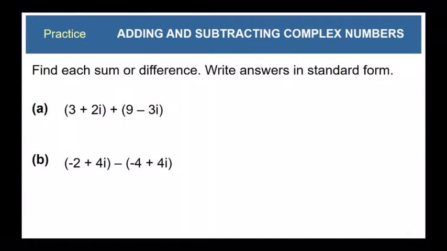And now that you've tried them on your own, let's combine real plus real, so 3 plus 9 is 12, and 2i minus 3i is minus 1i, so we have 12 minus i.